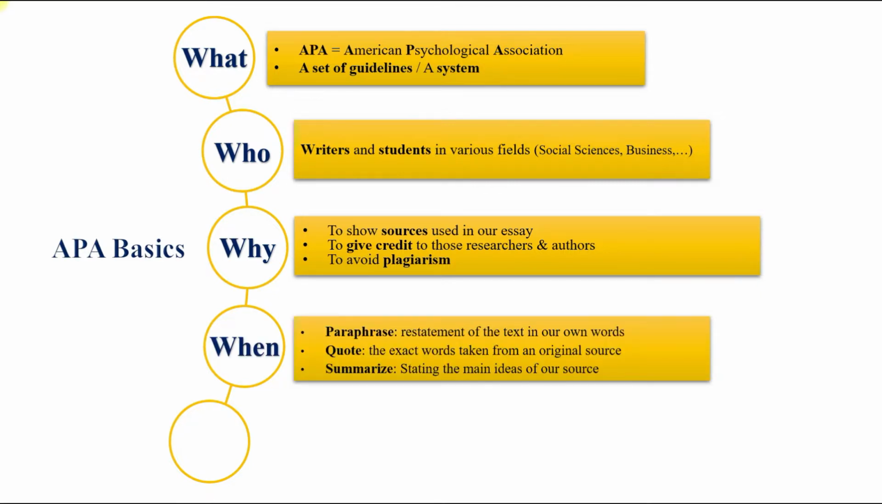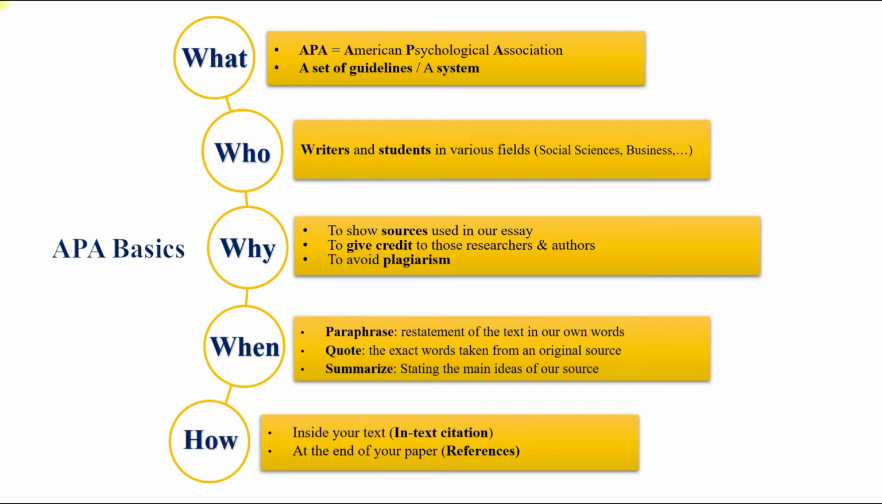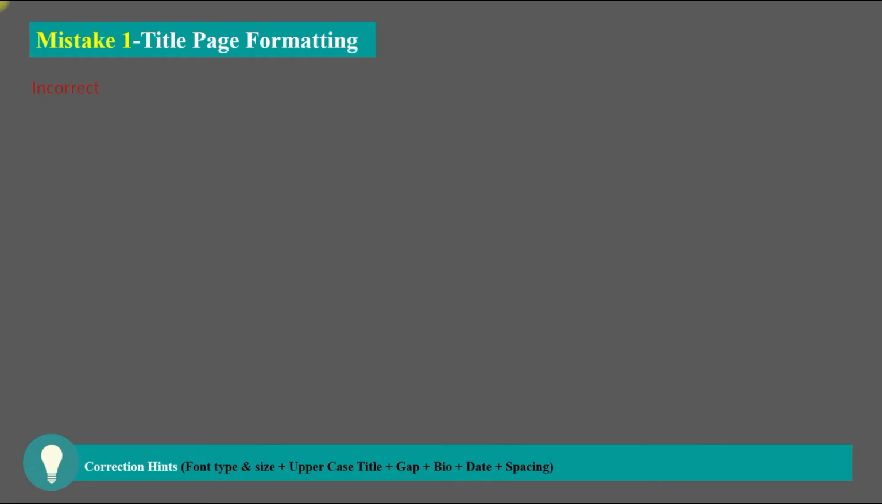When should we use APA? When you paraphrase or restate the text from the original source, when you quote, using the exact words from the original source, or when you summarize by stating the main ideas of other sources. And how to use APA? Inside your text and at the end of your paper: References. Now let's go and look at our mistake number 1, title page formatting.